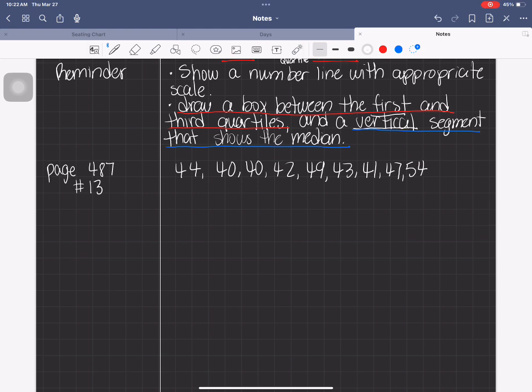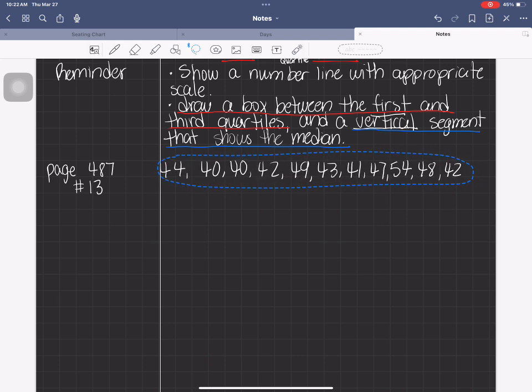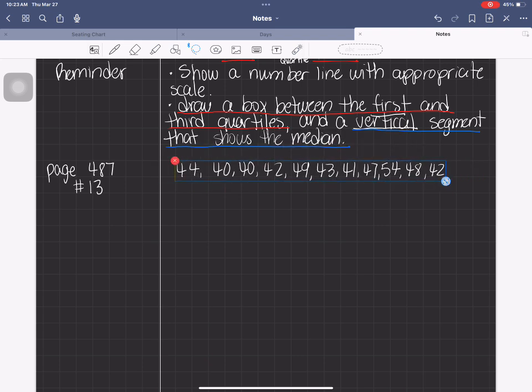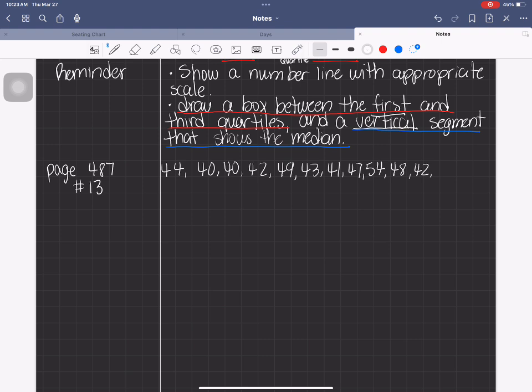I'm not writing them down from least to greatest quite yet, but these are the numbers that it's given me. And they don't fit again, so I'm going to have to shrink them a little bit. Now I'm going to write them down from least to greatest. Hopefully I write down all of the numbers. I'm going to cross them out as I go.